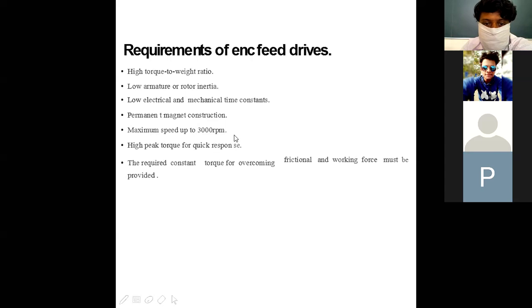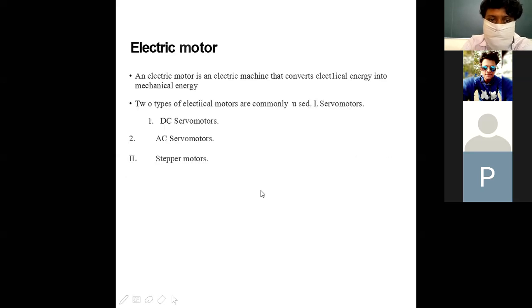It must have a quick response system, because in a CNC machine we are using different types of constructional details and features, because we want better accuracy and precision. So to have a very accurate component or part manufactured, we must have a system which gives a quick response. So there is a need for a quick response system. These are some of the requirements of a feed drive that we have discussed.